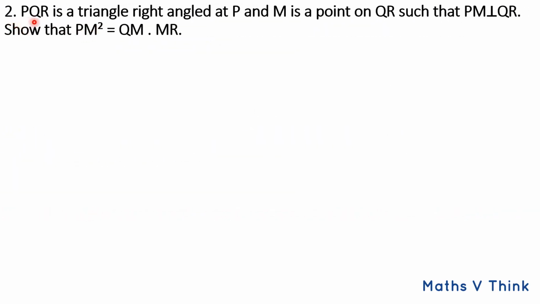The second question says PQR is a triangle right angled at P and M is a point on QR such that PM is perpendicular to QR. Show that PM square is equal to QM into MR. So they gave a triangle PQR which is a right triangle. We shall draw the diagram first. A right triangle PQR, right angled at P. So this is a right angle, so I'll name this as P and the other remaining as Q and R. And also they gave PM is perpendicular to QR. So draw a perpendicular from the point P, this is PM, perpendicular to QR.